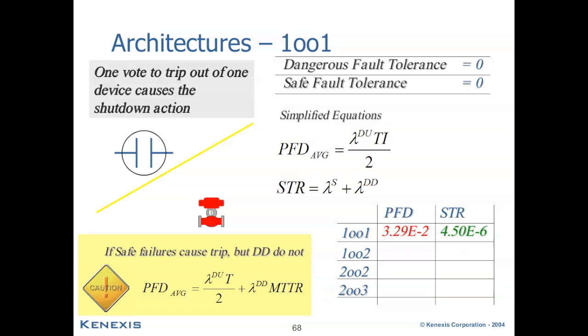So here, first of all, we have a 1 out of 1 voting arrangement. Simply one vote to trip out of one device will cause your shutdown action to occur. And the equations for these are the ones established as seen earlier with PFD average, and as you'll note, STR, which is equal to lambda S plus lambda DD, provided that dangerous detected failures will enact a safe shutdown. If they're not, you'll have to add an additional term to the PFD equation, and this is noted below. This arrangement has neither safe nor dangerous fault tolerance.